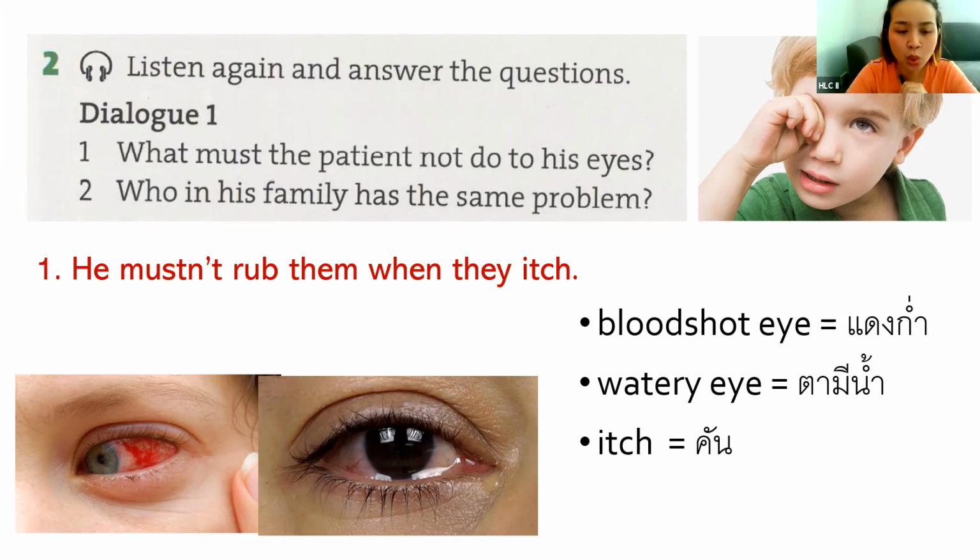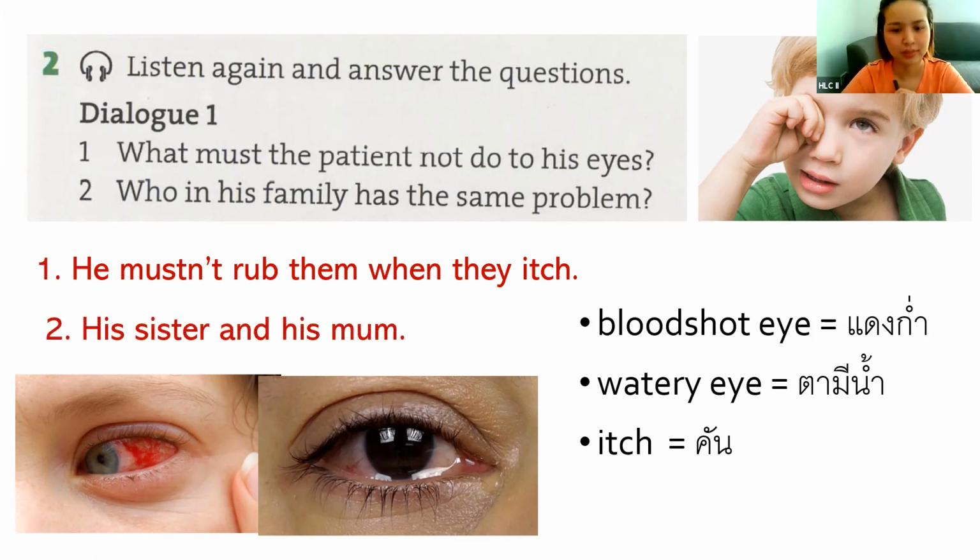The second question, who in his family has the same problem? มีใครอีกบ้างที่อยู่ในครอบครัวนะคะที่มีปัญหาเดียวกัน The answer is his sister and his mom. Quite easy, right? So on the right side, you can see some important vocabulary that I have provided the Thai translation. I'm not going to go through all of them, but if you feel like you need to write down, you can pause the video and study at your own pace. For now, I'm going to move on to the next dialogue.